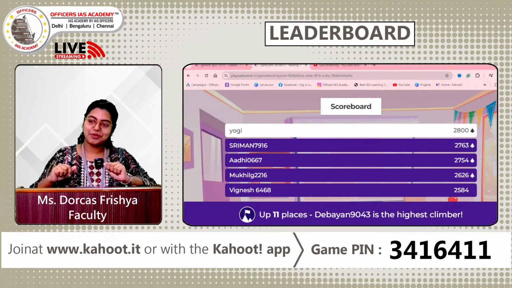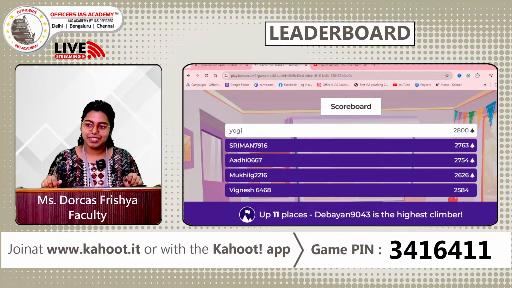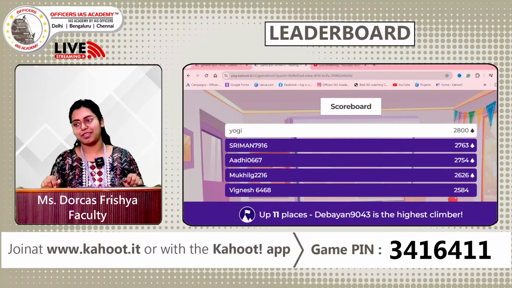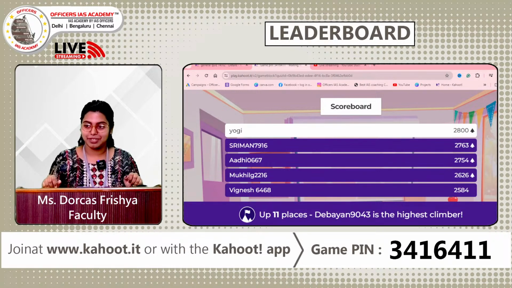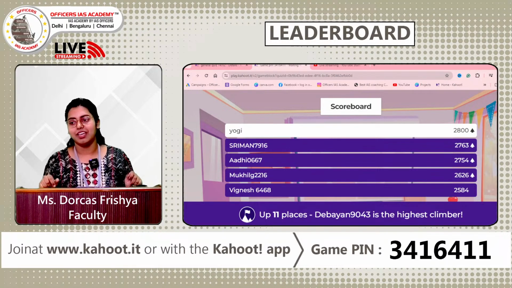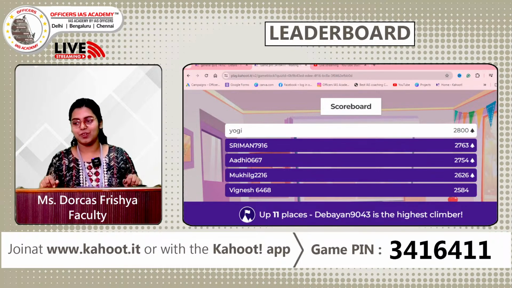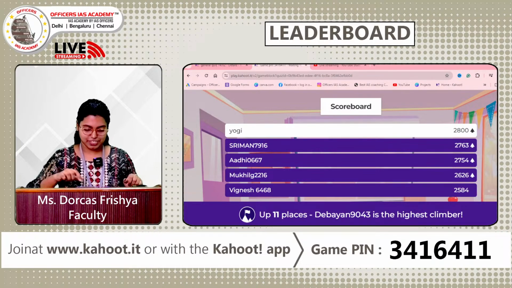Okay, I can see Yogi, a new member. Very good, Yogi. Congratulations. Second place, Shriman. Okay, very good, Shriman. Again, a new member. Great work. Adi on the 3rd position, holding on to the position. Great work, Adi. Mukherjee, welcome. Very good, Mukherjee. And 5th position goes to Vignesh. Great work. Okay, guys. So let's look at the next question now.